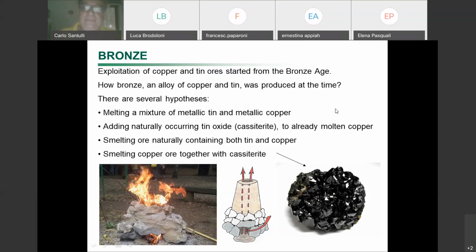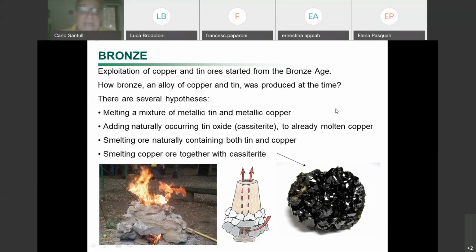Or you could add some tin oxide, some cassiterite, to already molten copper. So you melt copper, which is the tricky thing. Then you add some tin oxide. Or you smelt it naturally from an ore. An ore contains tin and copper, and you melt it naturally. This is, I would say, a bit less likely, but it is interesting anyway. Archaeologists have found evidence of all of these processes.